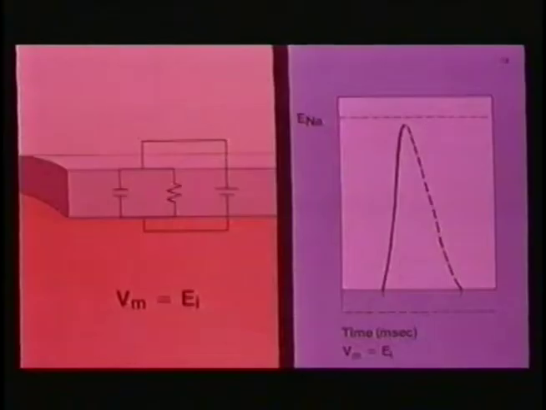When the driving force on the ion is equal to 0 and no current flows, depolarization of the membrane stops.